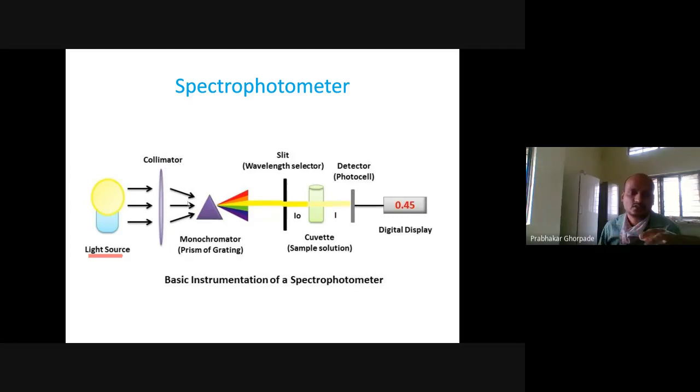Then there is a collimator. What will the collimator do? It will combine all rays into a single point. It will try to focus them on one point, and then we have the monochromator. In the monochromator, the white rays will be divided into their individual wavelengths, right? When we say visible light, for example sunlight, usually we see white light, right? If you pass that light through the monochromator or the prism grating, that light splits into the 7 colors.